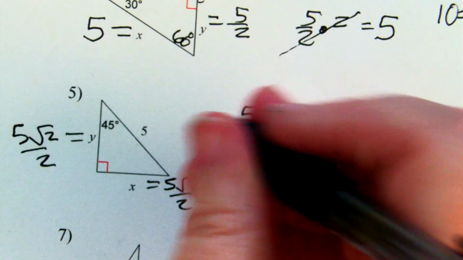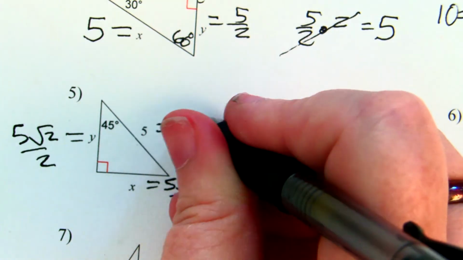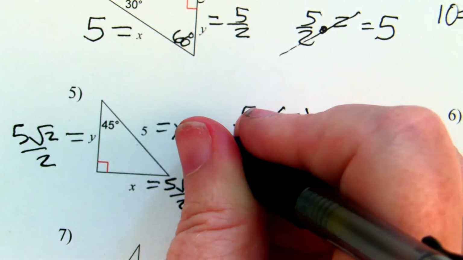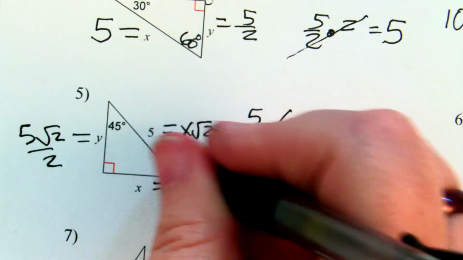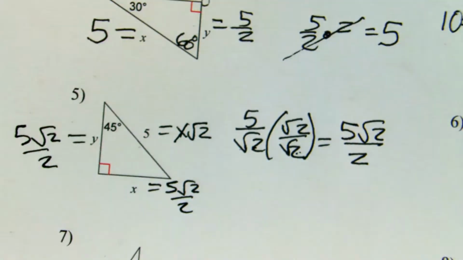So this is equal to x rad 2. So if we wanted the x, we have to divide by radical 2. Divide out the radical 2 so that we could get the answer.